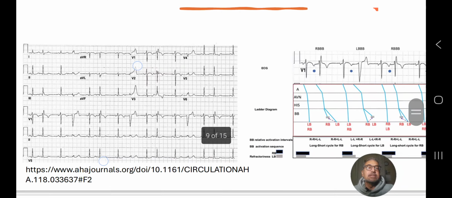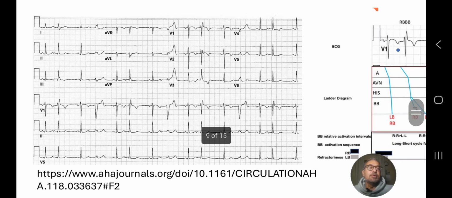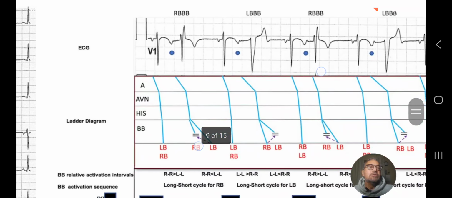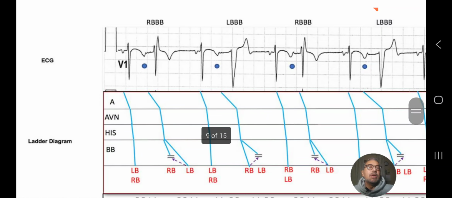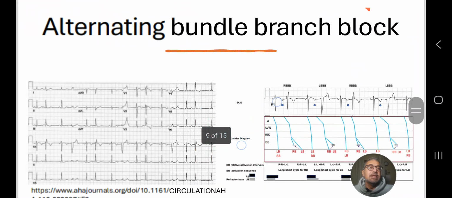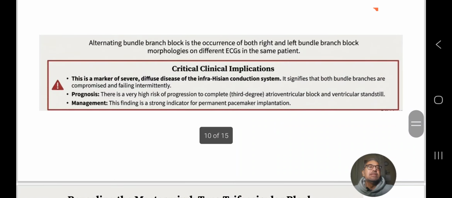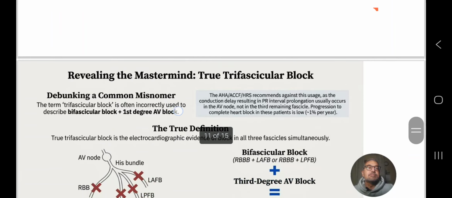Now, here's a case of alternating bundle branch block I got from the Circulation Journal. So, one heartbeat has right bundle, one heartbeat has left bundle. And whenever you see an alternating bundle branch block, it indicates that the conduction system is severely diseased. And the prognosis, this is a very high risk patient and may need a pacemaker.